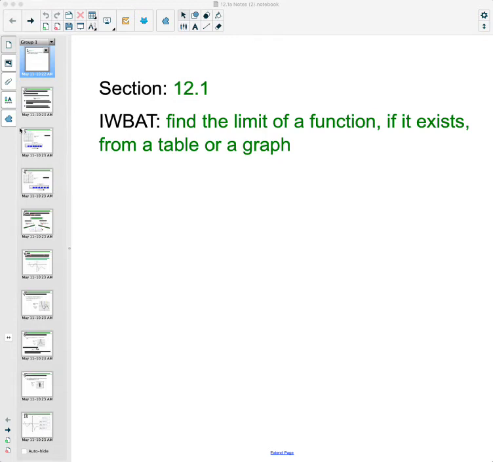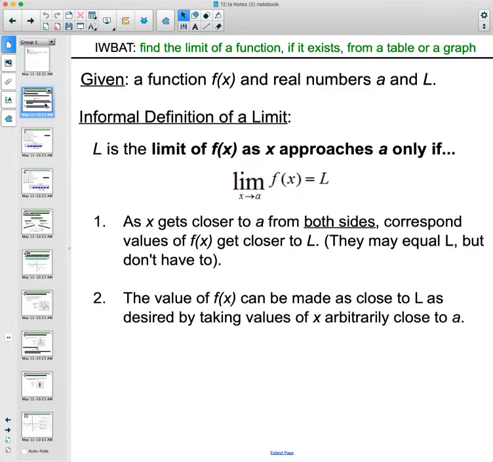In this video, we're going to start talking about limits, what they are, and how to tell from a table or a graph. All right, so here's just some vocabulary surrounding limits. You can pause and write this down.